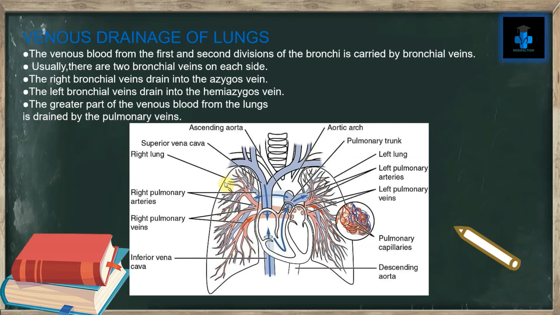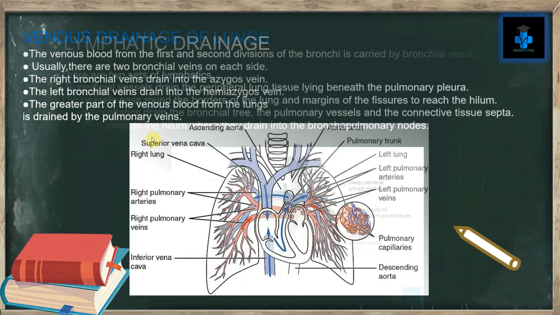So here you can observe this is the right lung, and you can see the superior vena cava passing, and this is the right pulmonary veins. This is the inferior vena cava right after it passes the ventricle, and this is the aortic arch. This is the left lung, and this is the left pulmonary arteries, and here you can see it zoomed in with the pulmonary capillaries. This is the descending aorta.